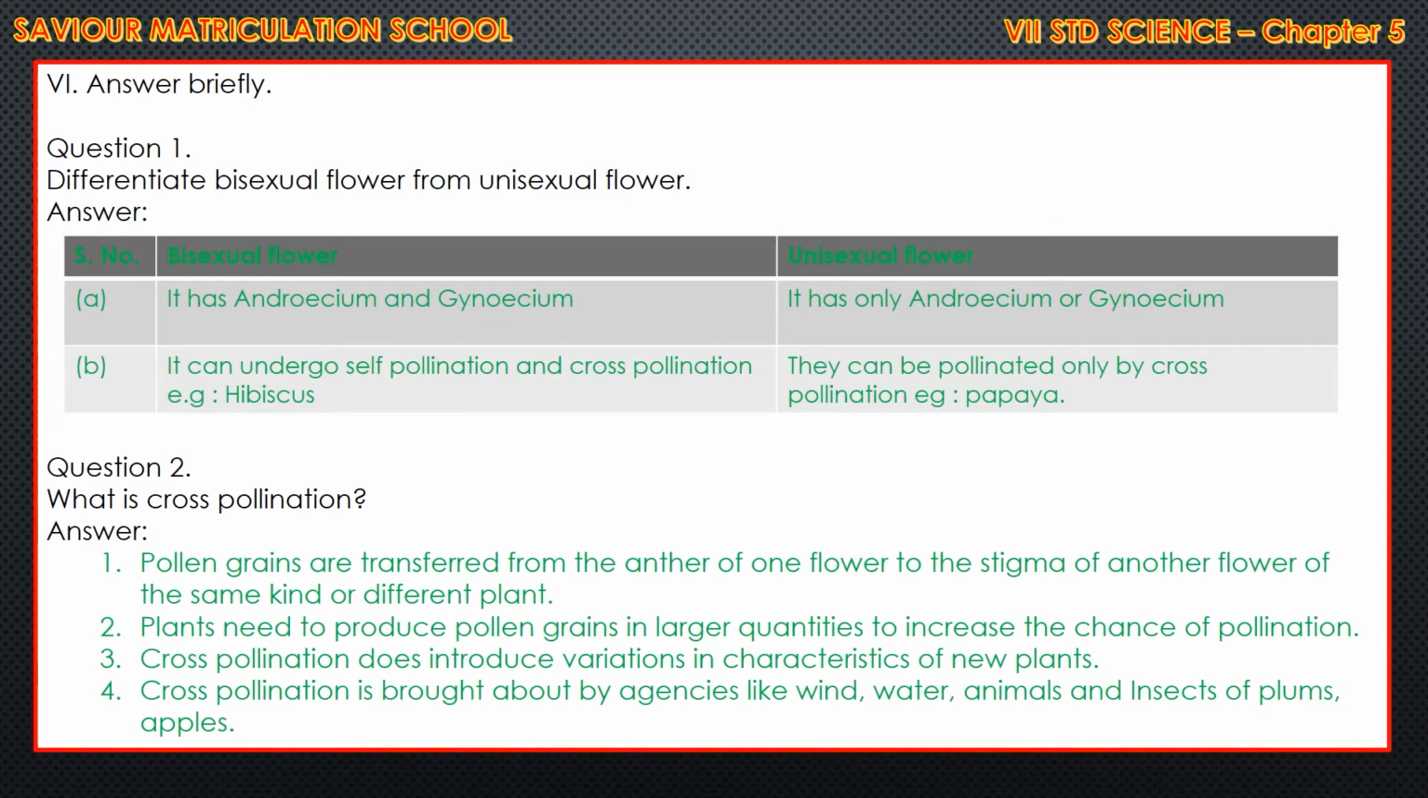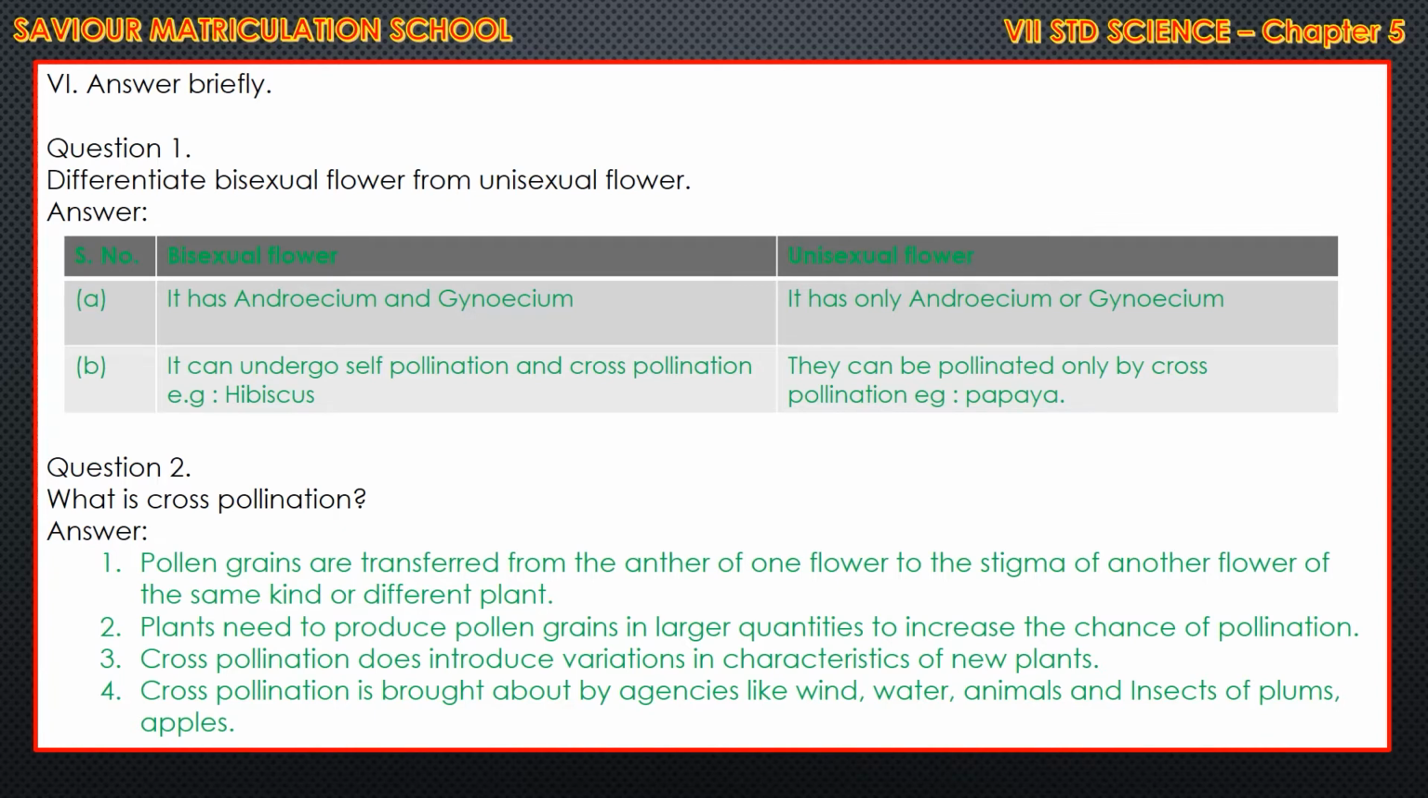Bisexual flowers can undergo self-pollination and cross-pollination. Example, hibiscus. While the unisexual flowers can be pollinated only by cross-pollination. Example, papaya. Then question 2. What is cross-pollination? Answer is, pollen grains are transferred from the anther of one flower to the stigma of another flower of the same kind on a different plant.